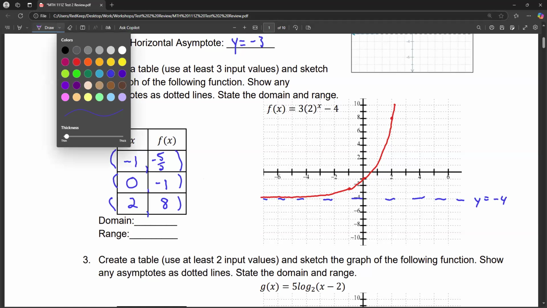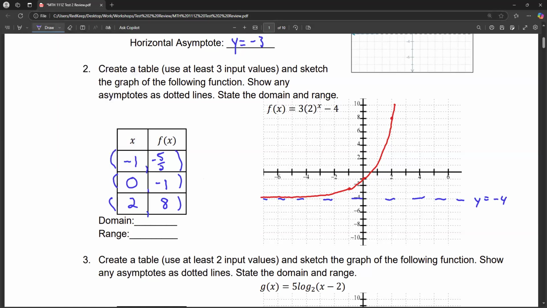Great. Okay. And so this is actually really helpful, because the domain is asked of us next. So as we did in question 1, for the domain we're asking what are the x values that you can plug into this function. I don't see any vertical asymptotes, no holes in this function. So as we are probably well aware, exponential functions go from negative infinity off to positive infinity.